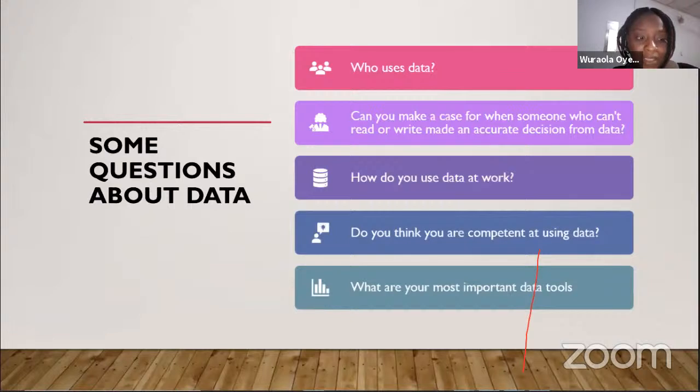Okay, Jubril is raising his hand. Jubril, please, can you put your question in the chat window? If you have questions, please put them in the chat window.